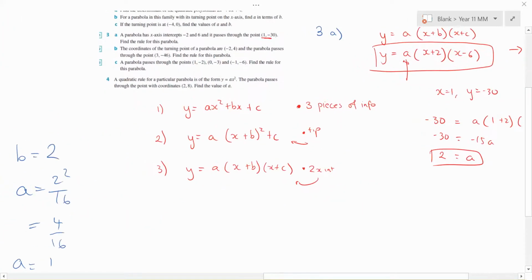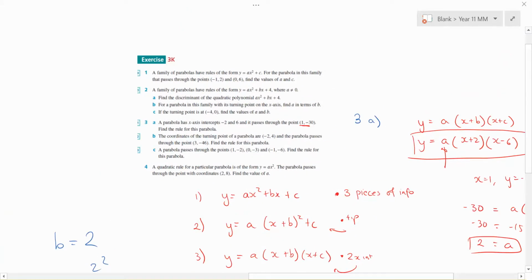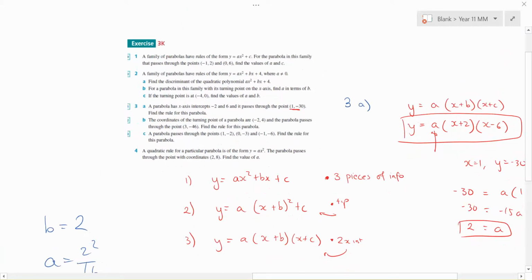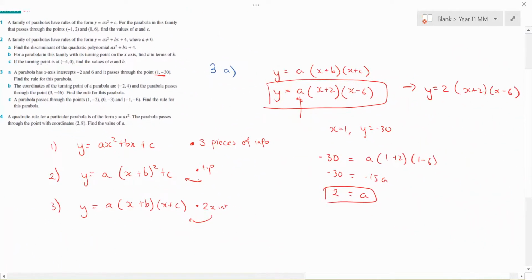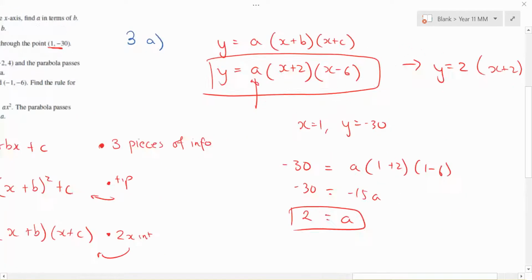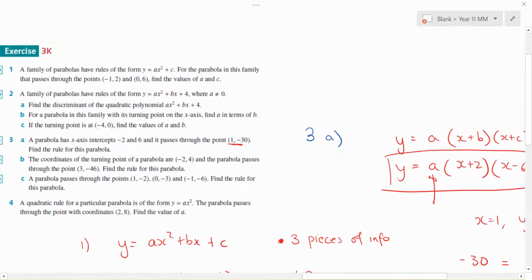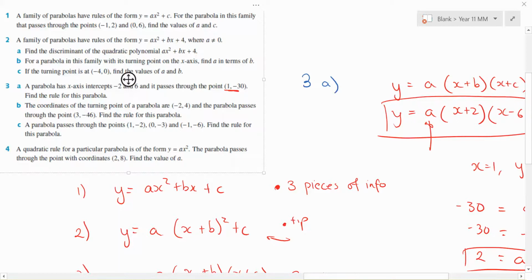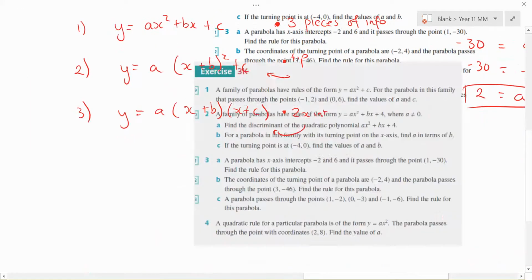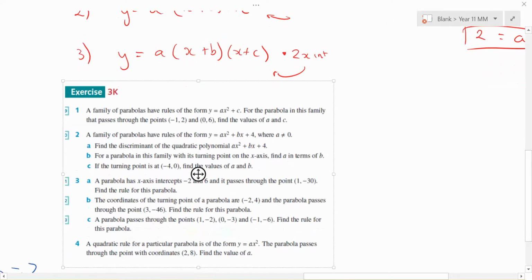But there we go. So we've done question 2 and we've done question 3a. If we have a look at question 3, it's nice to summarize everything together actually. So if you have a look at 3b now, I said there were 3 types of equations you'd use, right? So here we go, look at 3b.